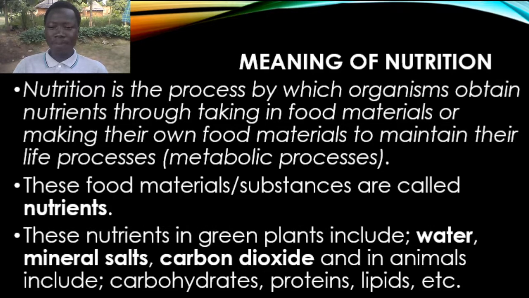And for plants, the nutrients include water, mineral salts, and carbohydrates, and then in animals, they are the carbohydrates, proteins, lipids, vitamins, and also the mineral salts. We'll look at the mineral salts later. I don't want to take time to explain anything about them.